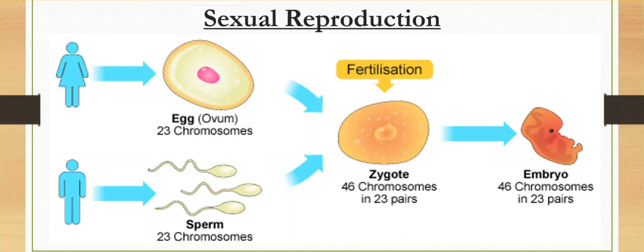Let's understand sexual reproduction now. Sexual reproduction needs two parents. Each parent produces sex cells called gametes. Male gametes are called sperm and female gametes are called eggs.